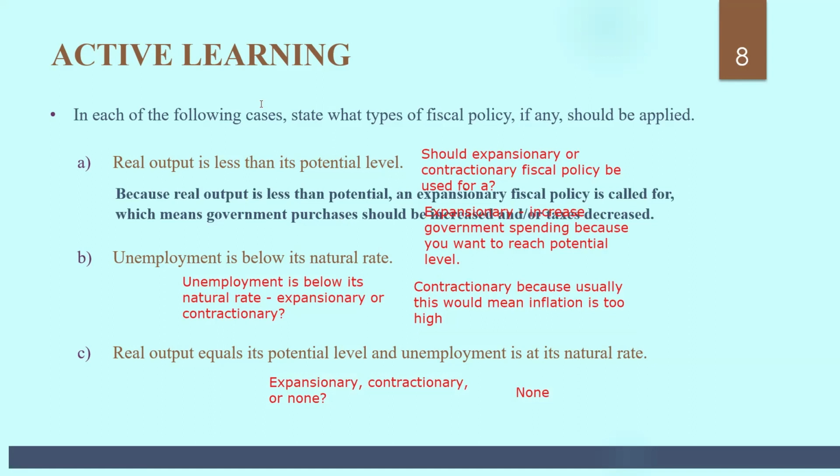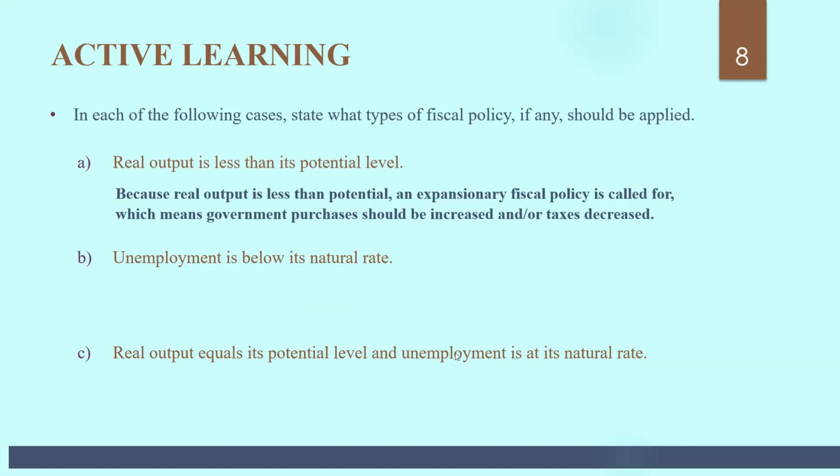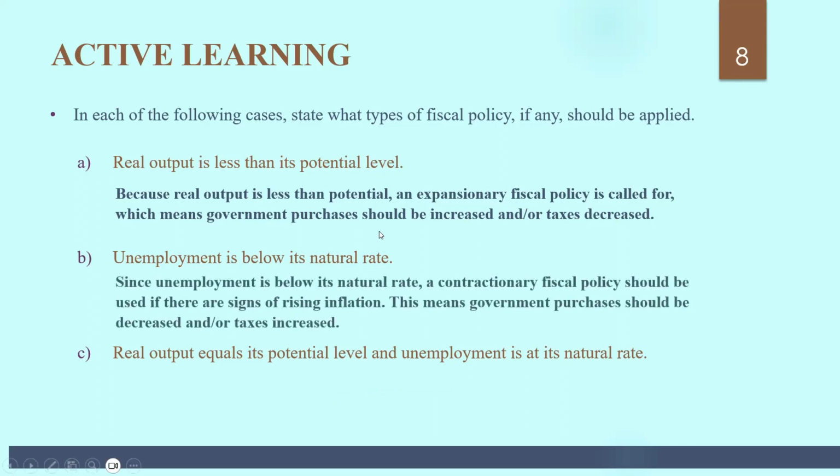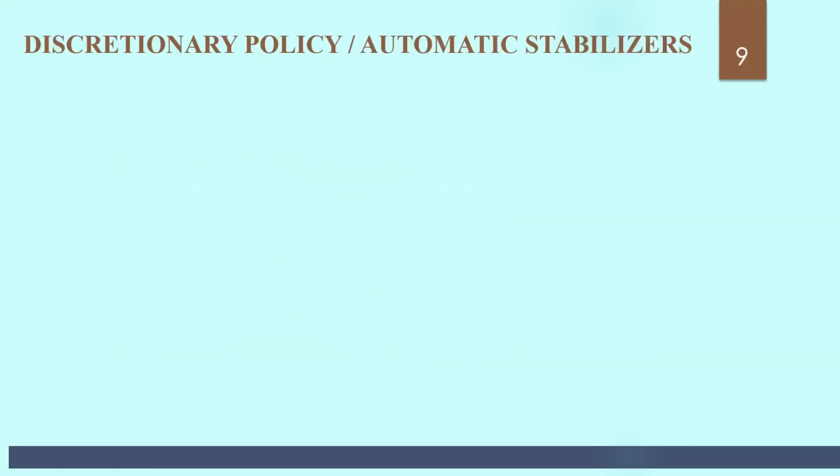So yeah, here are the answers. Real output is less than potential level. Expansionary fiscal policy is called for. So government increases spending and decreases taxes. Unemployment is below the natural rate. Since unemployment is below its natural rate, a contractionary fiscal policy should be used if there are signs of rising inflation. This means government purchases should be decreased and or taxes increased. Real output equals potential level, and unemployment is at its natural rate. With the economy already at potential output and the corresponding natural rate of unemployment, there's no need for fiscal policy.